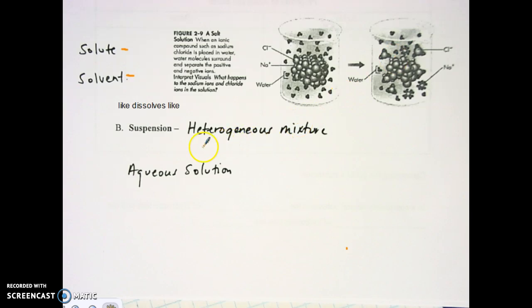The other form is suspension. A suspension is a heterogeneous mixture. It's one where you can see the individual components mixed there. Many times chicken noodle soup is the most obvious example that a lot of teachers talk about. You can also think of a bean salad, anything where you can individually see the components. An aqueous solution is just an indication that water is being used as a solvent. Water being the universal solvent doesn't mean that everything has to use water, but if a solution is called an aqueous solution, it's telling you that water is the solvent.